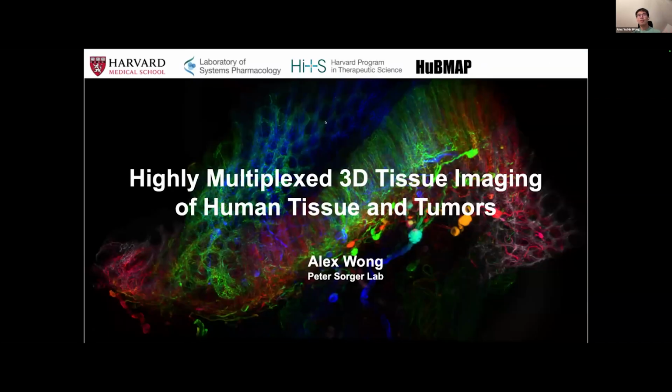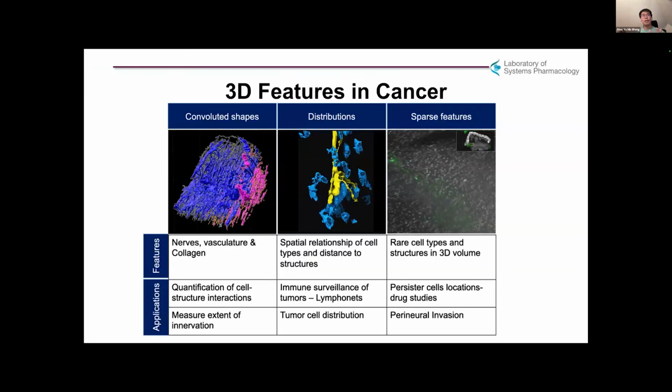And yeah, this is just an image of the nerves in the colon stained with beta-3 tubulin. And you can see, so why do we need to understand 3D features in cancer? And of course, as you saw, not just vasculature but also nerves go in and out of the plane. And so you can't really use this as a single plane representative of the whole tissue.